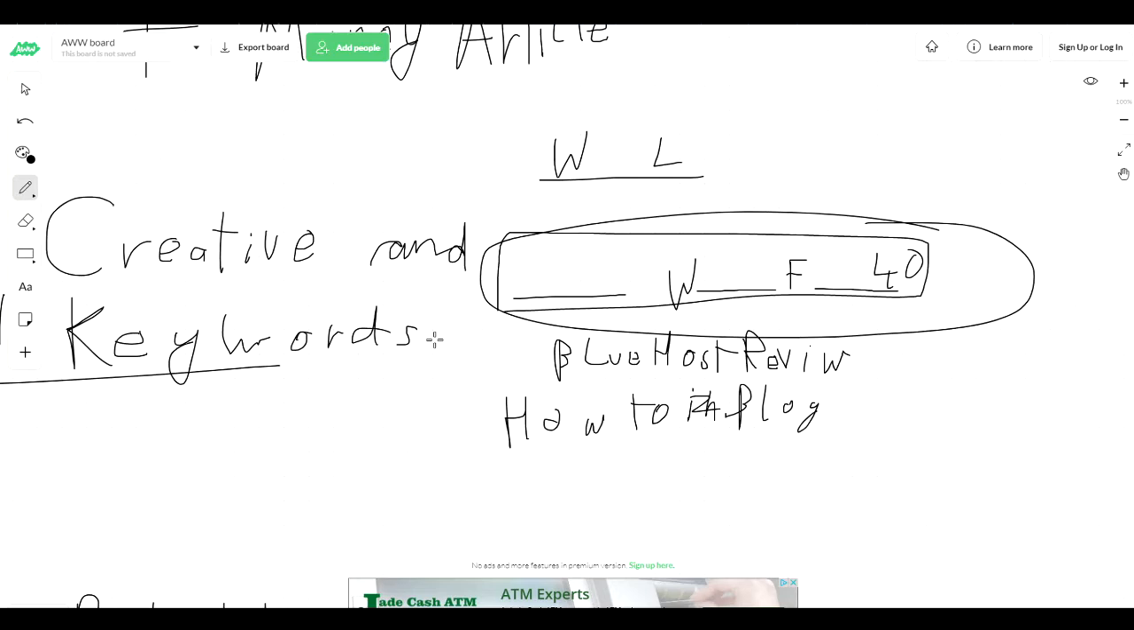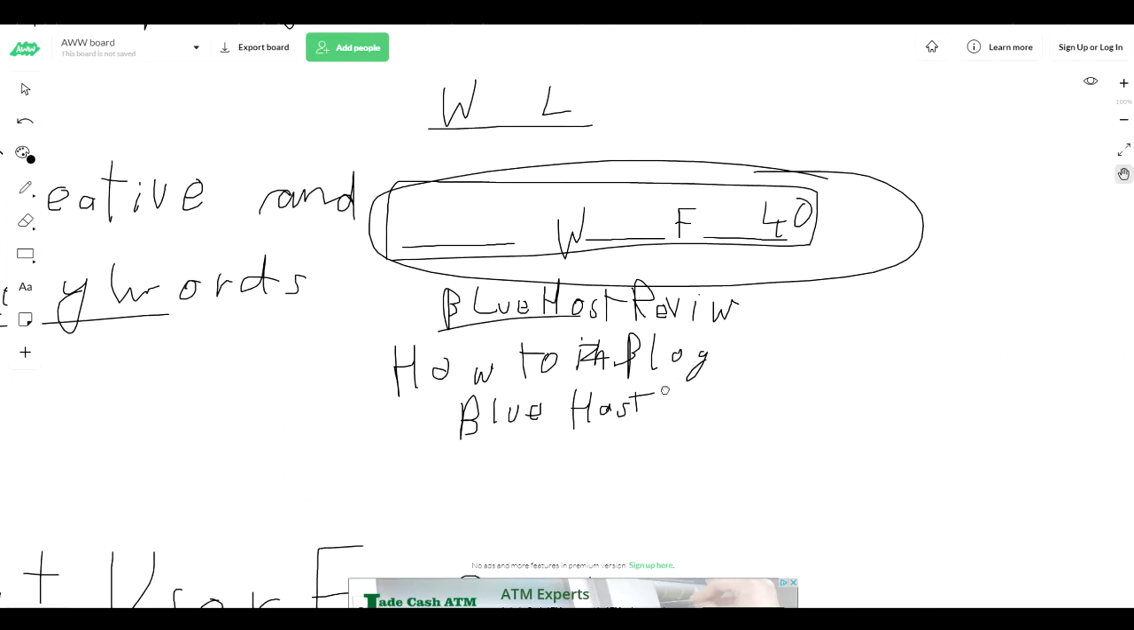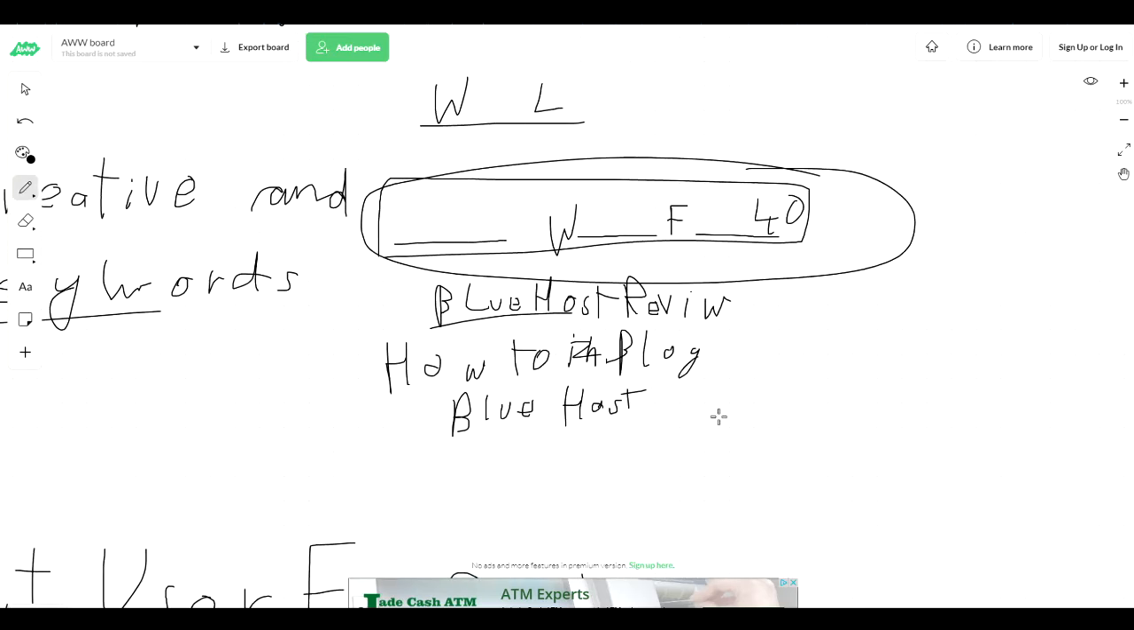So if you find these creative keywords, for something like Bluehost, you could do something like "Bluehost pricing," or you could target a keyword like "does Bluehost have a trial?" Right? "Is there a free trial for Bluehost?" Because people are searching all these keywords.